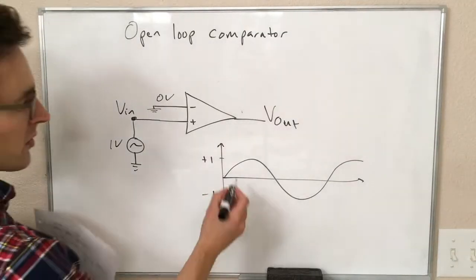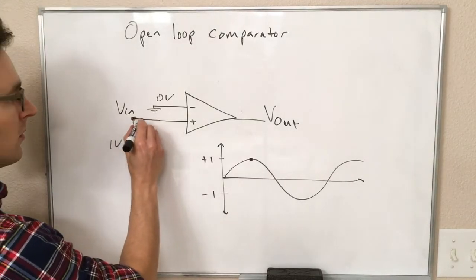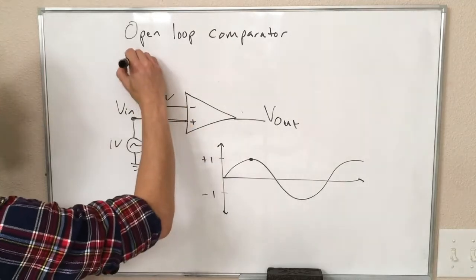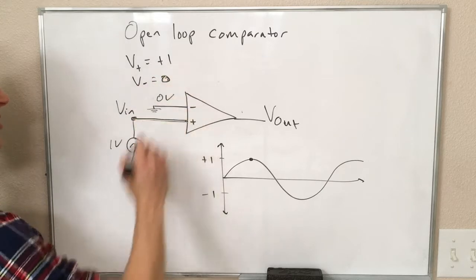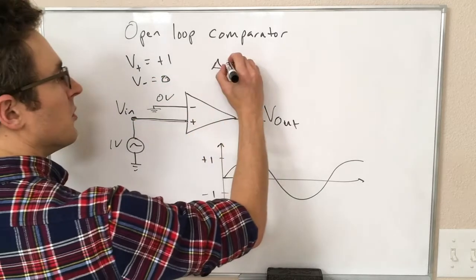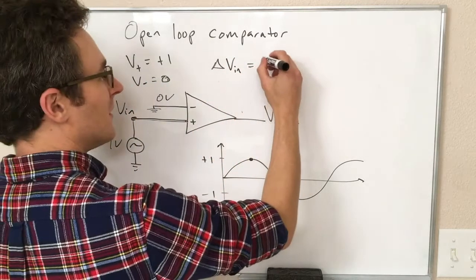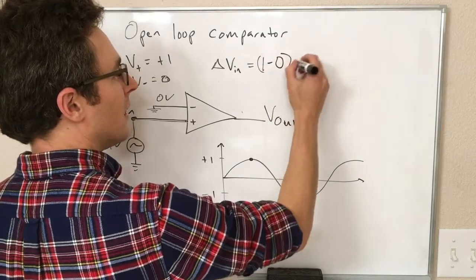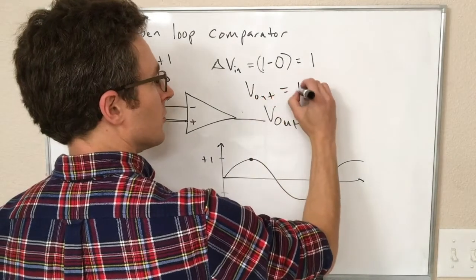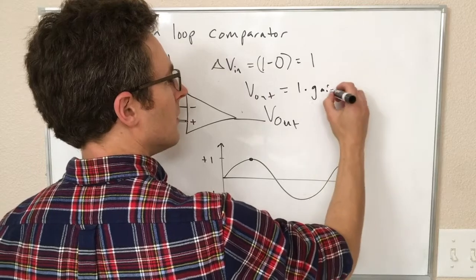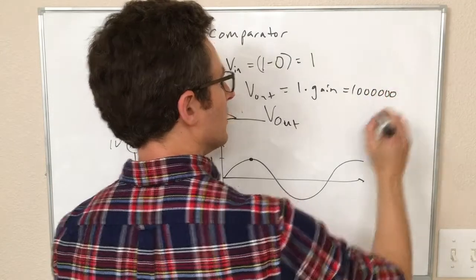Let's start in part of our cycle where we are at plus 1 volt, just as an example. When this is plus 1 volt, our positive input is plus 1 volt. So V plus is plus 1, V minus equals 0 because it always equals 0. The difference between those inputs is 1 minus 0, which I think is 1. So our output is equal to 1 times the gain, and if the gain is 1,000,000, this is 1,000,000 volts.